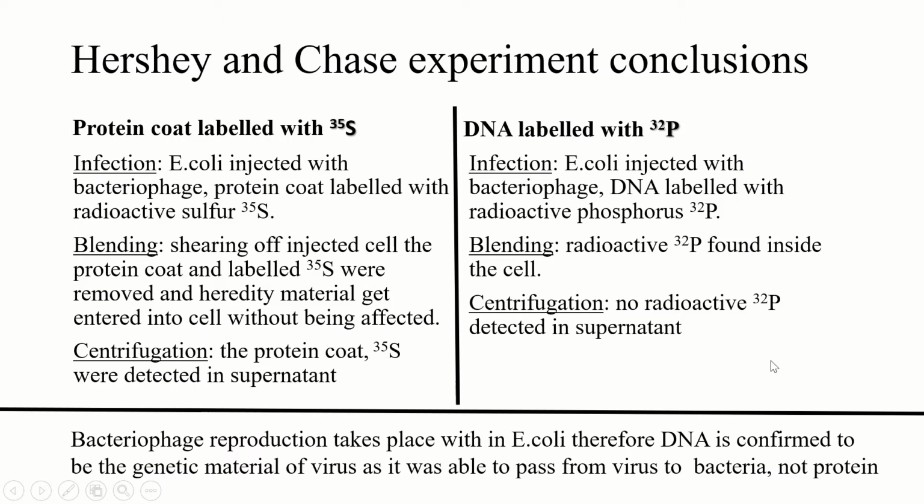So it was clearly identified that the transfer material is the DNA. So here is the result: bacteriophage reproduction takes place within E. coli. Therefore DNA is confirmed to be the genetic material of the virus, as it was able to pass from virus to bacteria, not protein. Not protein, because we can see that it got sheared off.